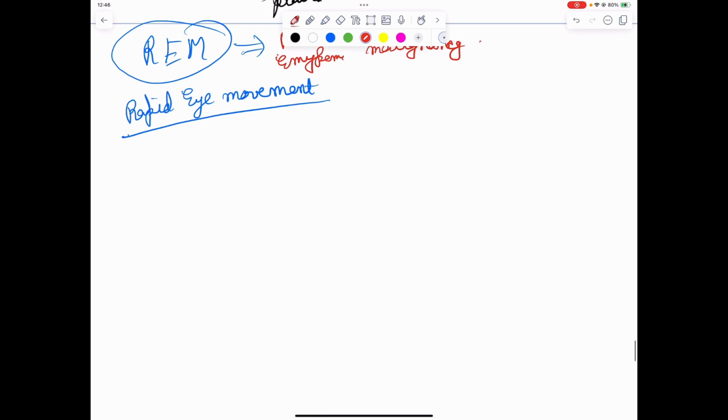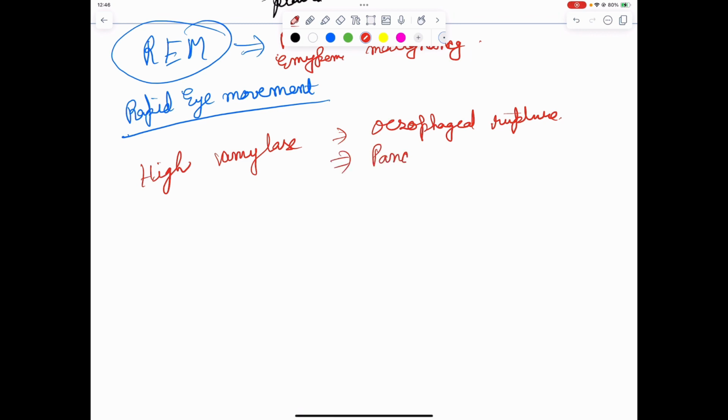Now for high amylase, you remember esophageal rupture, because amylase is an enzyme that is present in our digestive tract. And then there is pancreatitis, and then there is malignancy.